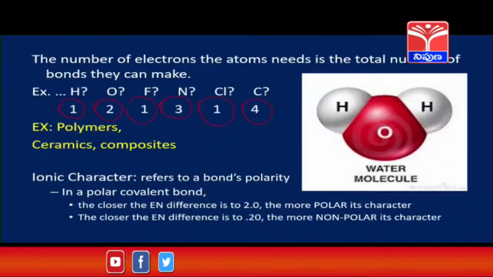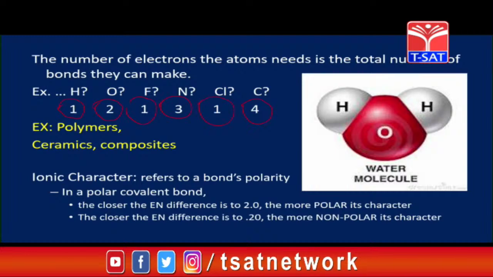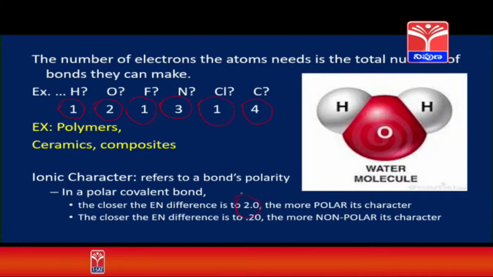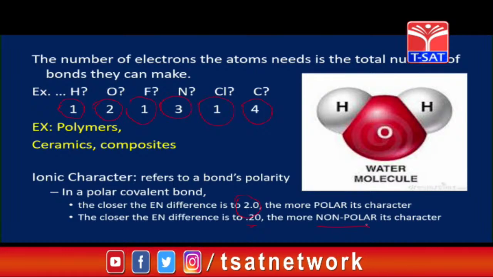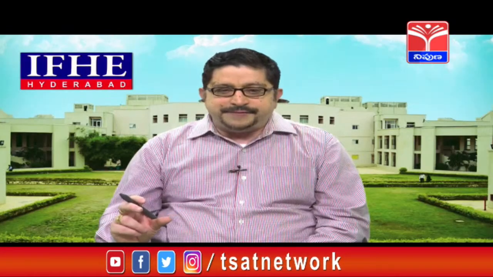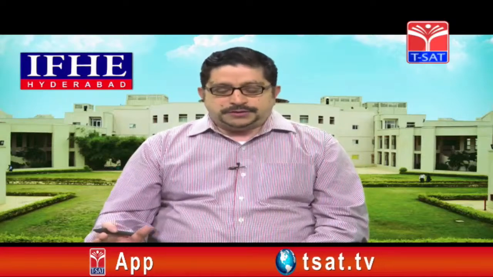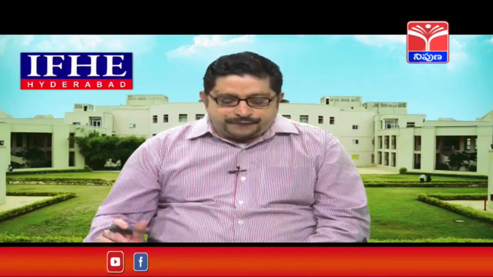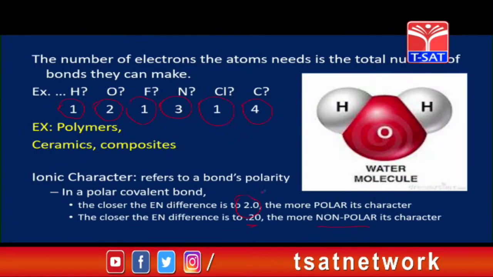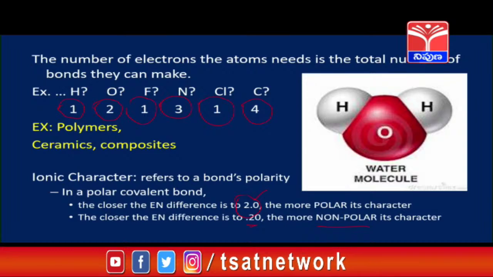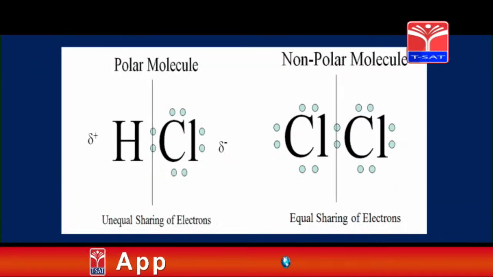So, in a polar covalent bond, if the electronegativity difference between the two participating atoms is 2, then it is more polar in character, and the closer the electronegativity difference is to 0.2, the more non-polar is its character. That means, a covalent bond in which the electronegativity difference of the participating atoms is 0.2 and below, such bonds are non-polar, and when the electronegativity difference between the participating atoms is around 2, then it is more polar in character. See here the polar molecule and non-polar molecule.